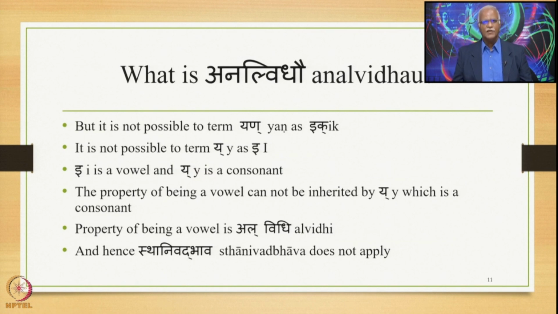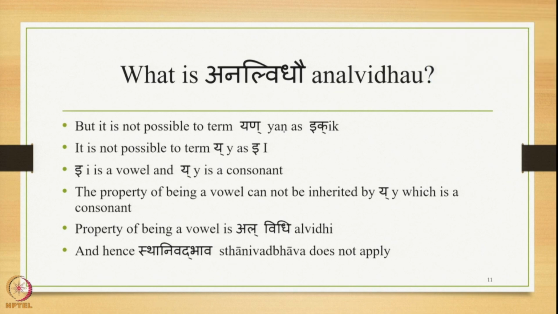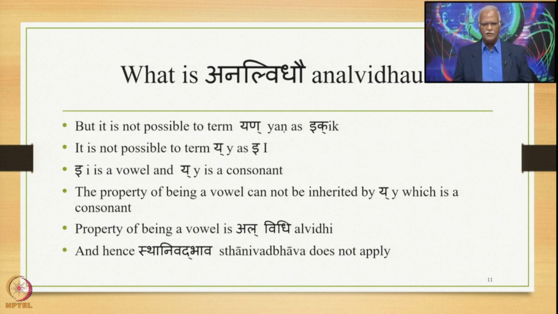Now, what is Anal Vidhau? So, Anal Vidhau says that it is not possible to term Yan as Ik. This is not possible. It is not possible to term Y as E. E is a vowel and Y is a consonant. So, the property of being a vowel cannot be inherited by Y, which is a consonant. This is a direct conflict, and that is not allowed.